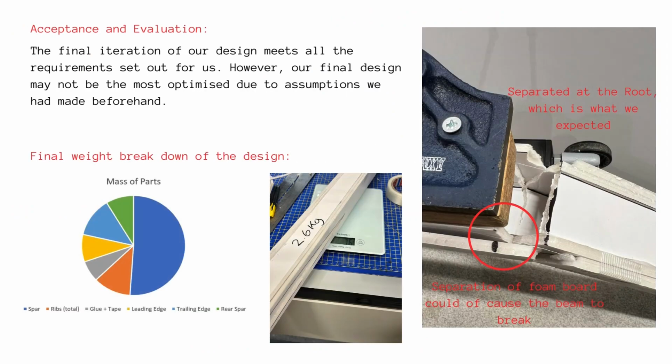While our final design meets our initial requirements, there are still factors we could improve. For example, the spar still makes up over half the entire weight of the wing, and the foam starts to separate at the root of the wing.